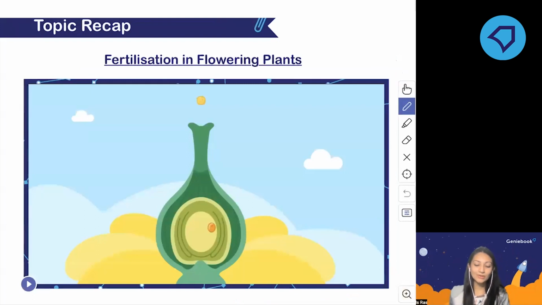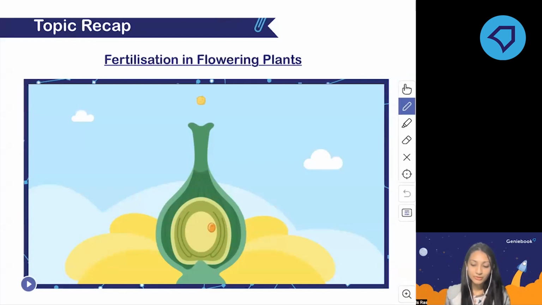And yes, we're going to recap. Remember, I showed this animation before, right? How fertilization takes place in the flowering plants. So this is the part where it has already undergone pollination. Remember, pollination has to take place first, either by animal or by the wind. And then after that, depending on what type of flower this is, if it is by animal, then the bee or the butterfly will drop the pollen grain right on top of the stigma.